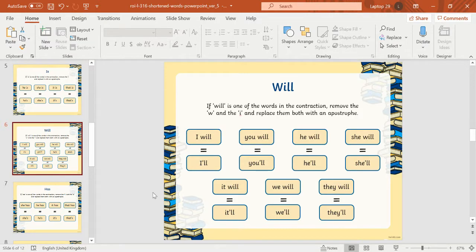So if will is one of the words in the contractions, a little bit different here, remove the W and the I and replace them both with an apostrophe. So I will becomes I'll, and you can see we've removed the W and the I this time. So he will, he'll. Again, the W and the I both being removed. You can see the rest of those there.